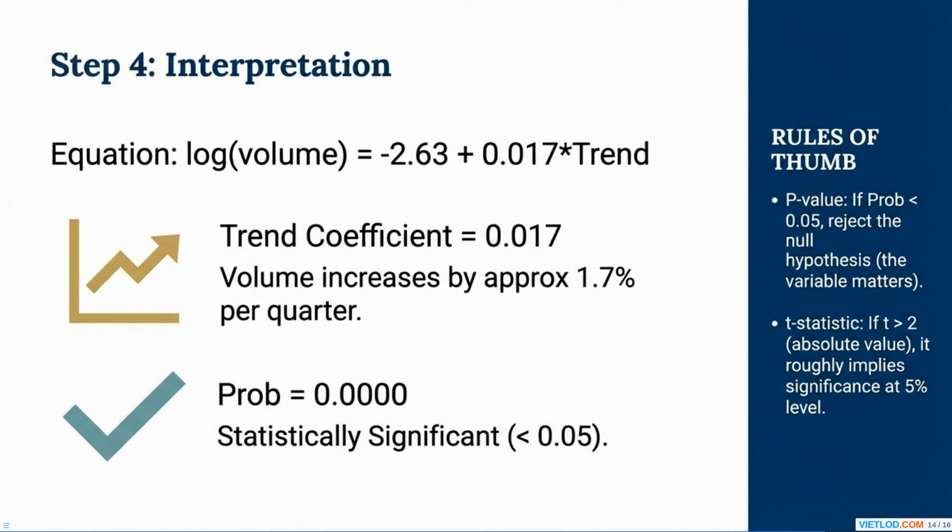Lastly, the r-squared value measures the model's goodness of fit. An r-squared of 0.85, as seen here, means our model explains 85% of the variation in the logarithm of NYSE trading volume. Now that we understand how to read these numbers, the final step is to translate them into a meaningful economic interpretation.